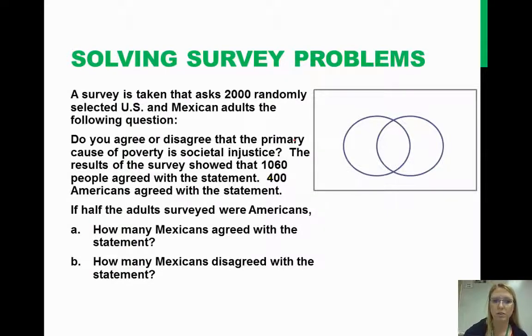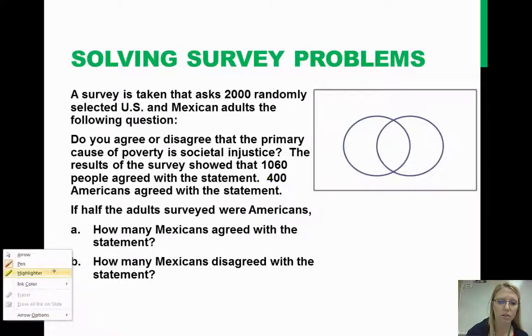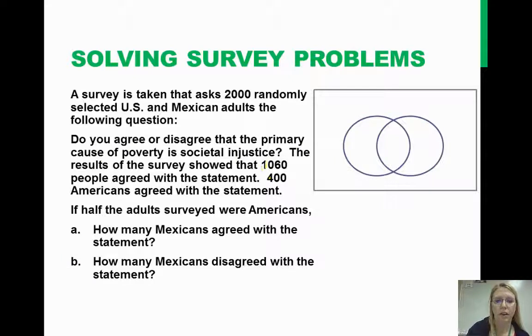The results of the survey showed, and here's some important information we need to highlight, that 1,060 people agreed with the statement and 400 Americans agreed with the statement. We also learned that 2,000 people were asked in total, and this is also important. If half of the adults surveyed were Americans, A, how many Mexicans agreed with the statement, and how many Mexicans disagreed with the statement?